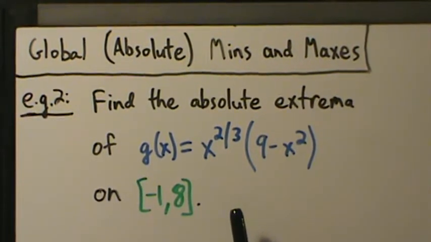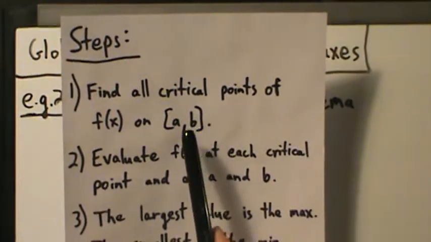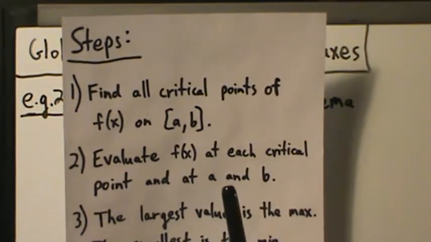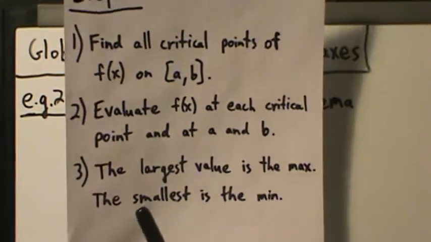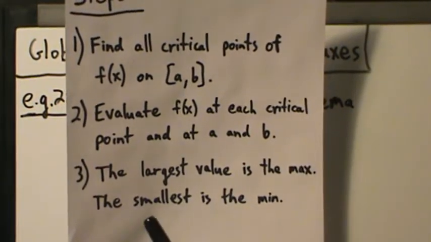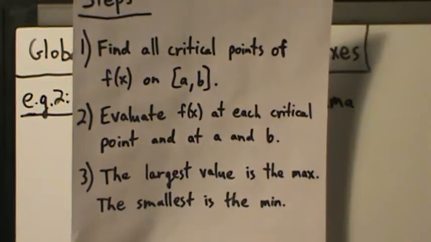So we don't even have to worry about the first derivative test now. So here, if we do it on a closed bounded interval, then all we have to do is find all the critical points of the function on that interval, evaluate the function at each critical point and at both of the endpoints. Okay? And then step 3 here, not really even a step, just the largest value is the absolute max or the global max, and the smallest value is the absolute or global min. Okay? So that's pretty much all there is to it.